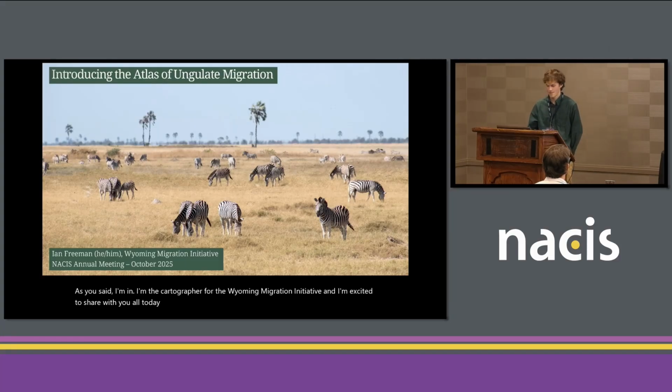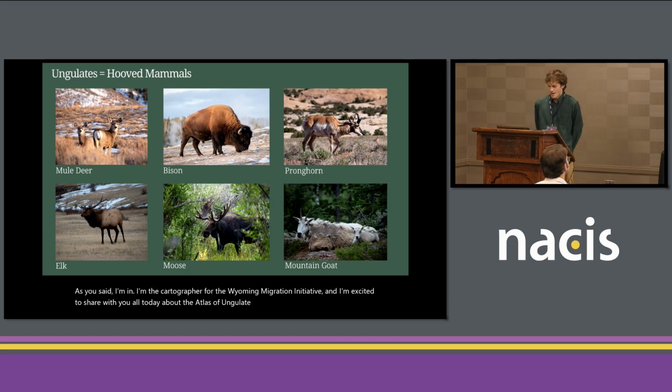For a little bit of background context, if you don't know what ungulates are, generally the word Of Ungulate Migration refers to hooved mammals. There are some odd ones that don't exactly fit, but these are some of the ungulates you might see in Western North America, if you're lucky.